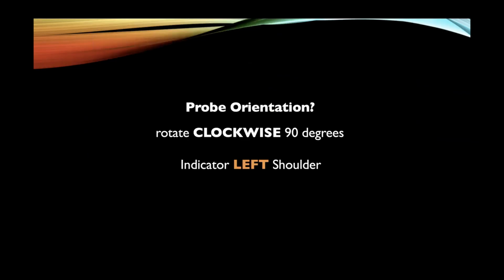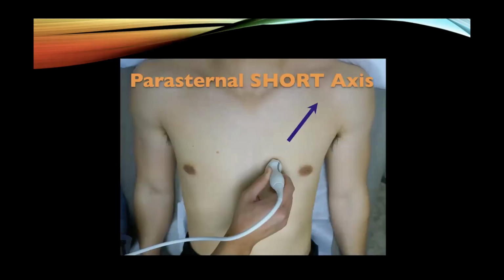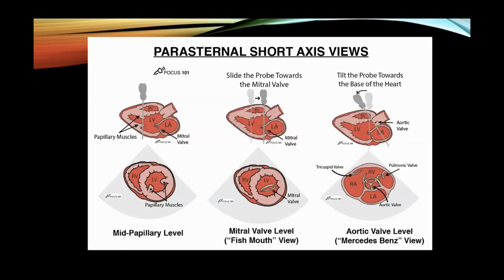Quickly onto the parasternal short. We'll now have the indicator towards the left shoulder, and we're going to slide through 3 views in the parasternal short. In one of the views, we'll be able to take a good look at the papillary muscles. Then you can slide the probe towards the mitral valve in order to analyze that further. And then if you tilt the probe, you're able to see the aortic valve.